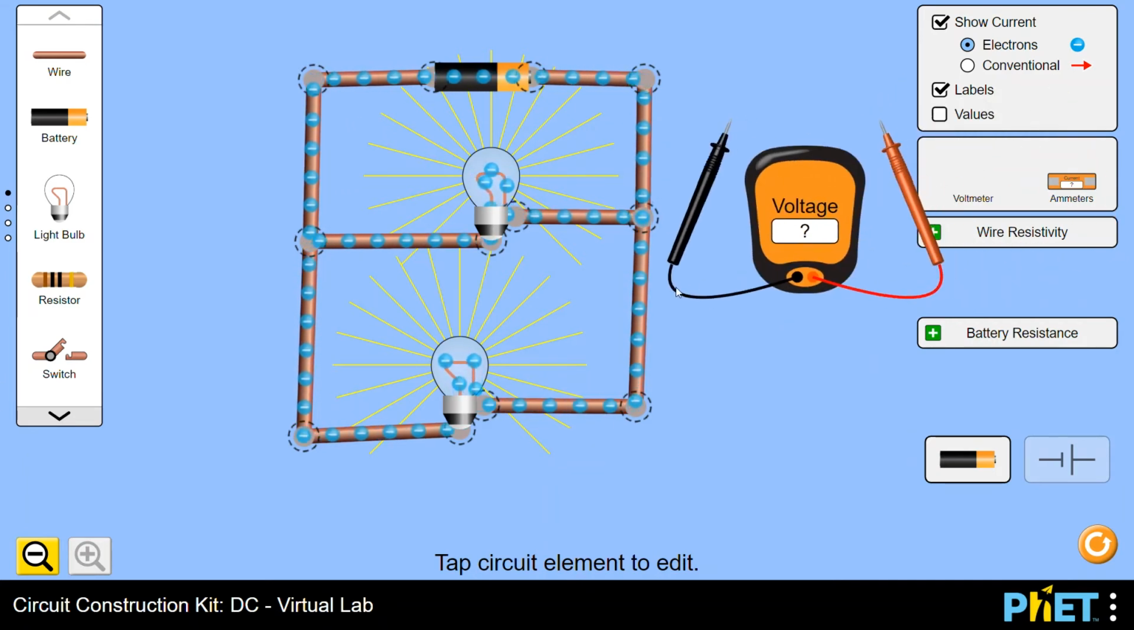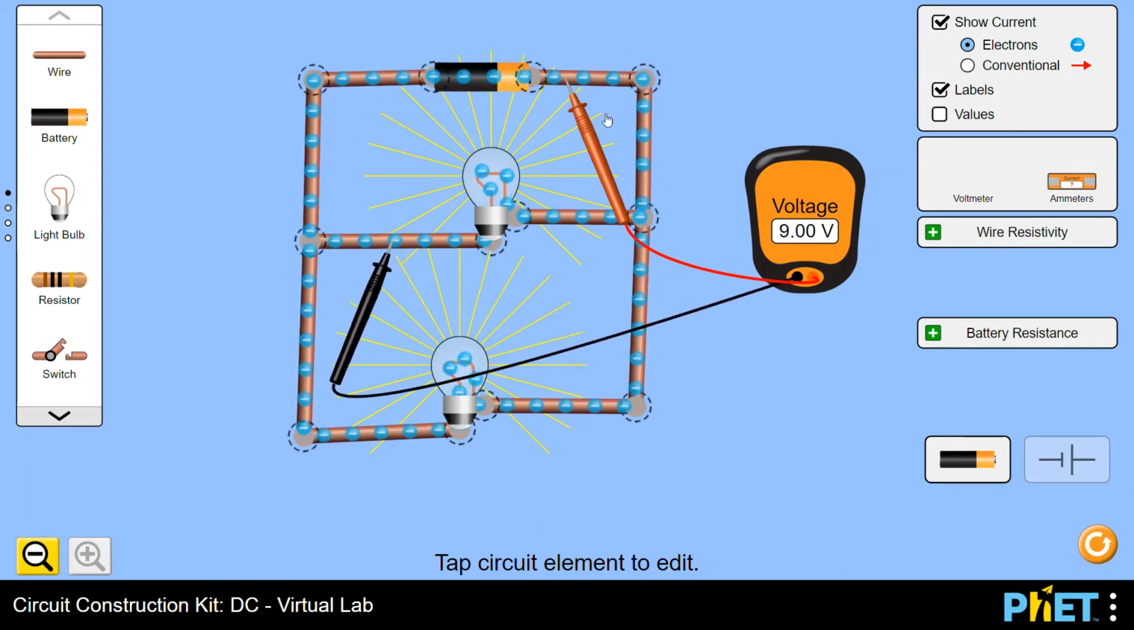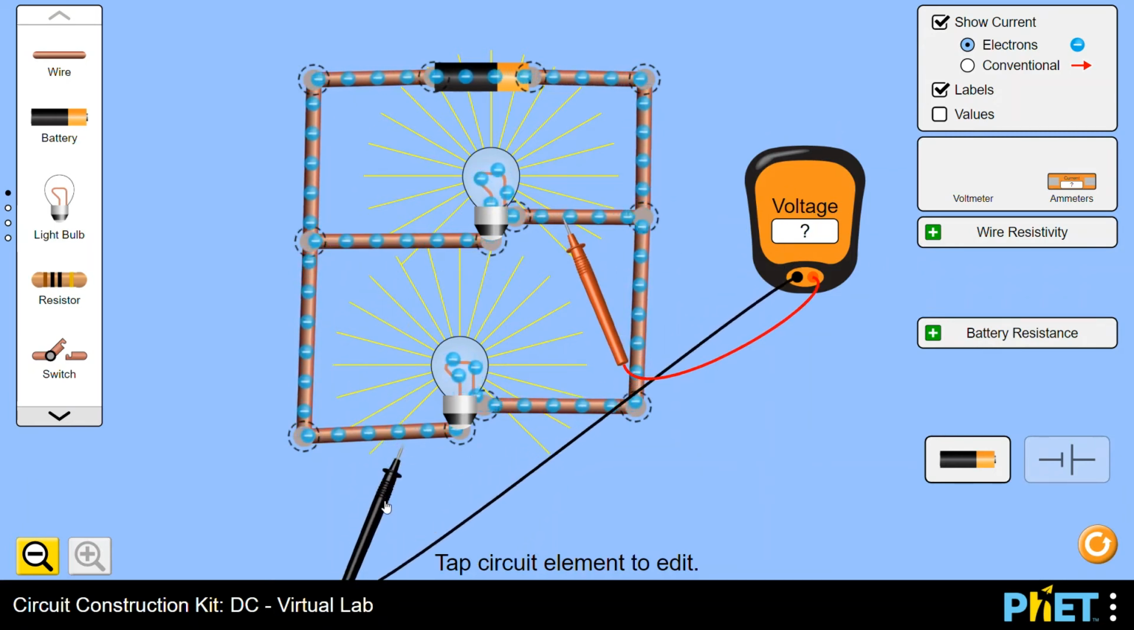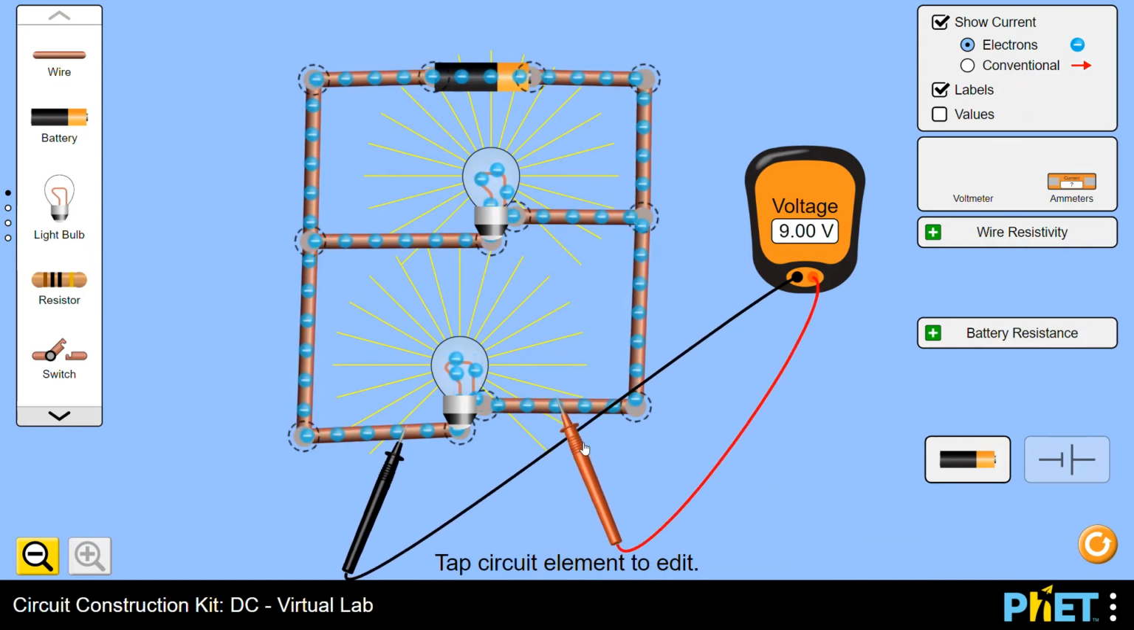I'm going to get my voltmeter in to measure the potential difference, and just to check, it is still 9 volts across the cell. If I now measure it across the first bulb, you can see it is again 9 volts, the potential difference is 9 volts, and across the second bulb the potential difference is 9 volts. So this time in a parallel circuit the potential difference is the same across each branch of the circuit.